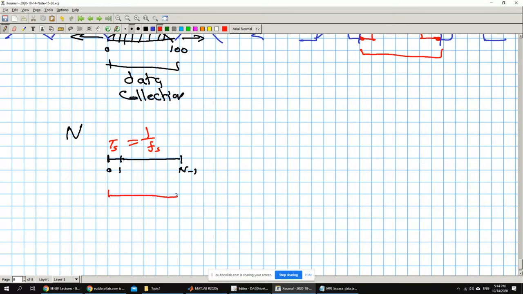This length here is called the sampling duration. Let's designate it as T. It's equal to n Ts. You have here n samples, and each one has Ts between the sample and the one before and the one after. So this is the sampling duration.